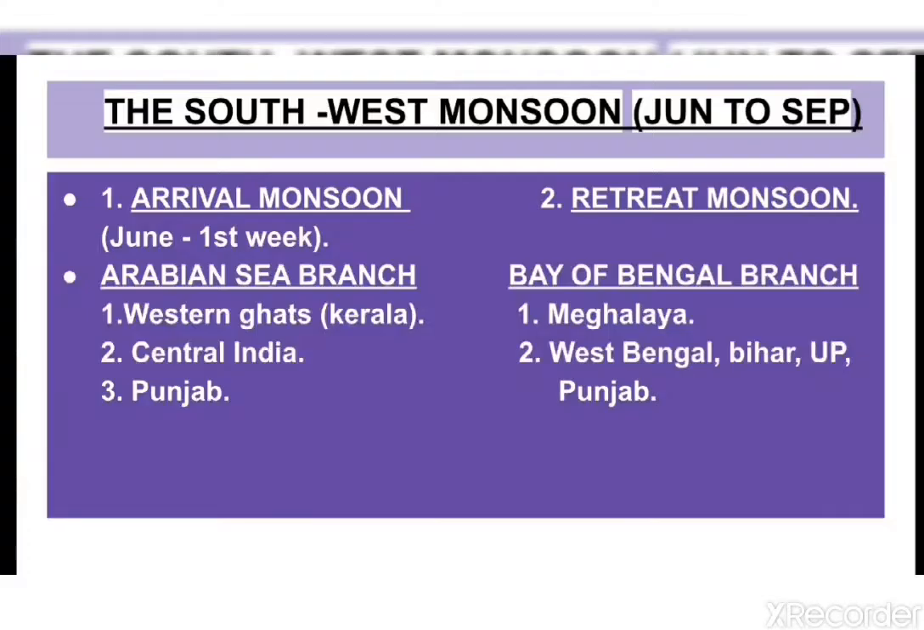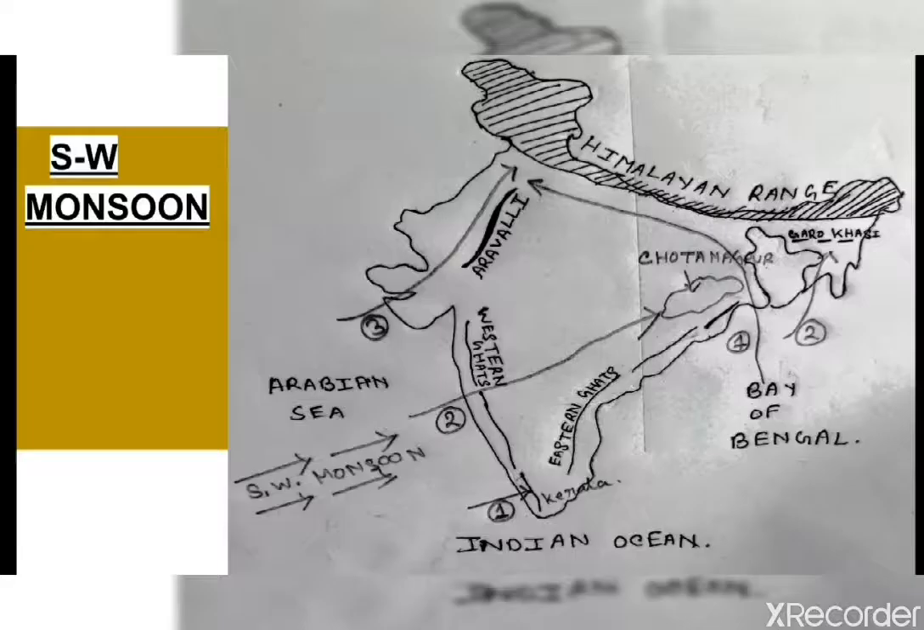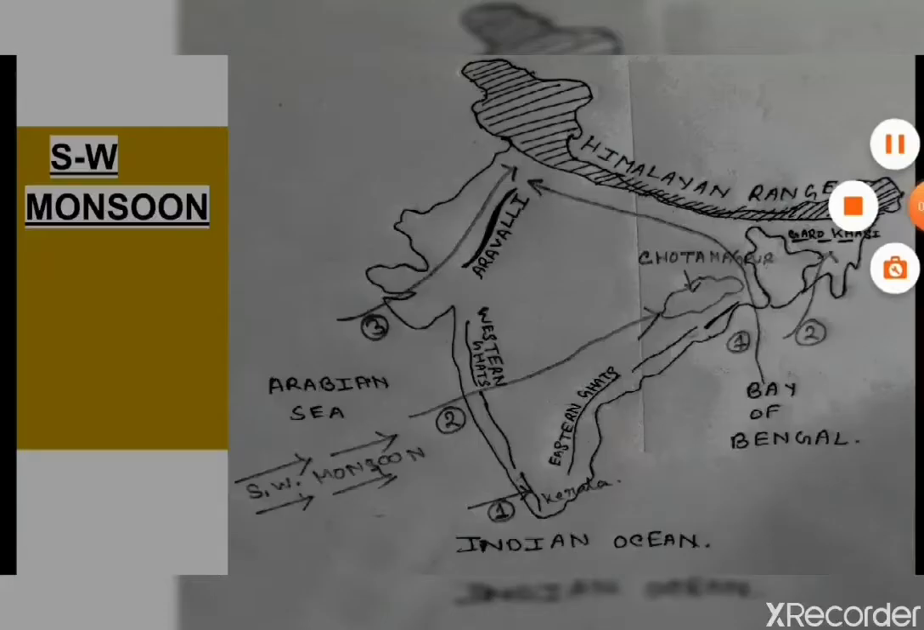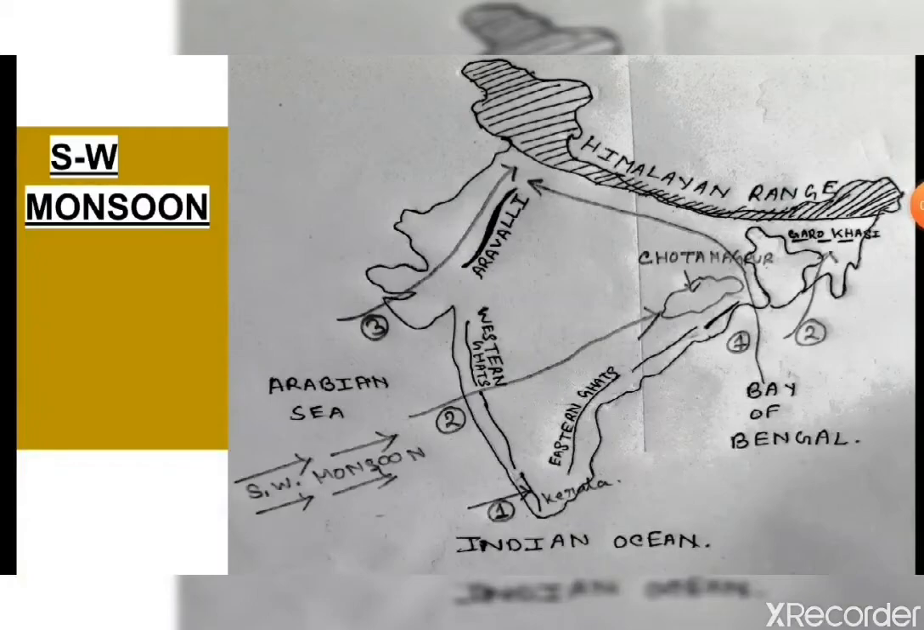As you can see, the Arabian Sea branch brings rainfall to the Western Ghats, mainly in Kerala, then central India, and the third one, it brings rainfall in Punjab. Okay, and another part of the southwest monsoon is the Bay of Bengal branch. So the first part of this Bay of Bengal branch goes to the Punjab and Haryana, that side, the northwestern side.